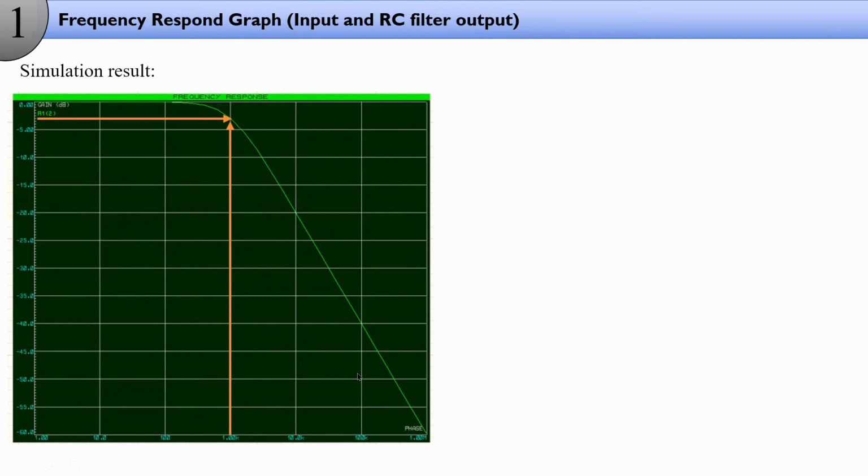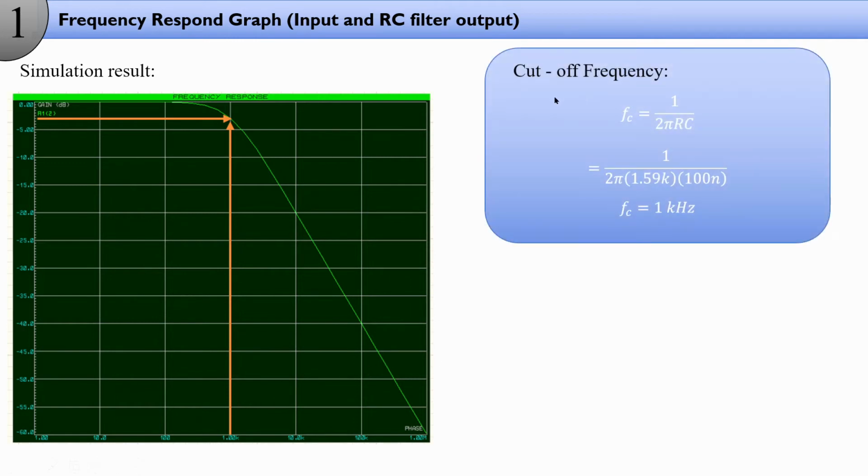So how do we get it? It is from this formula. The formula we are using is Fc equals 1 over 2 pi RC. For the RC, we are choosing the resistance as 1.59 kilo ohm and the capacitance as 100 nanofarad. With these fixed values, we get a cutoff frequency of 1 kHz.